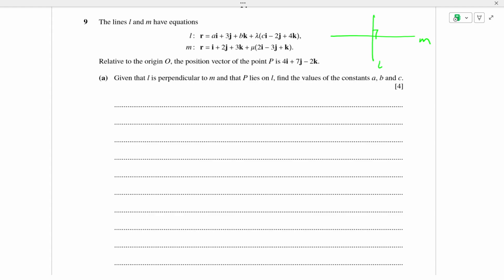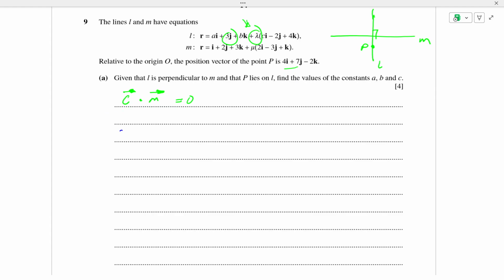So they are perpendicular. What do we know when the two lines are perpendicular? We know that the scalar product of their directions will be equal to 0. So we will use that. And in this case, since P is also on the line L, let's just say P is somewhere there. Remember, in the equation of a line, lambda shows what value. For us to get to point P, lambda would have to assume a certain value. So we're going to use that fact to find the value of lambda. And then when we find lambda, we can find what A and B are, since we have 3J here. Okay, so I'll show you how we are doing that.